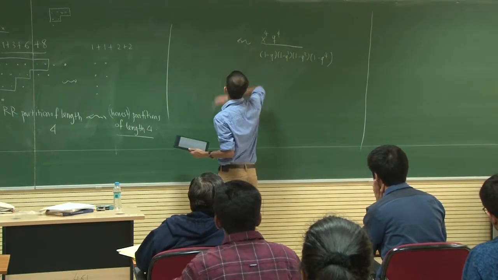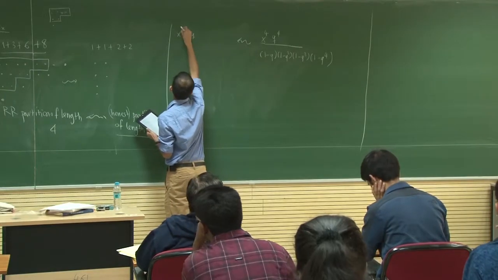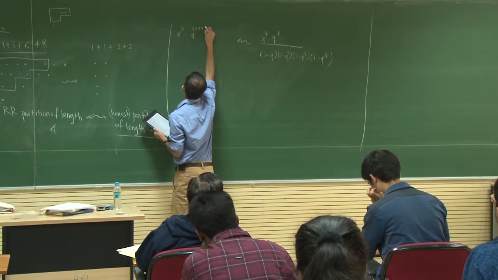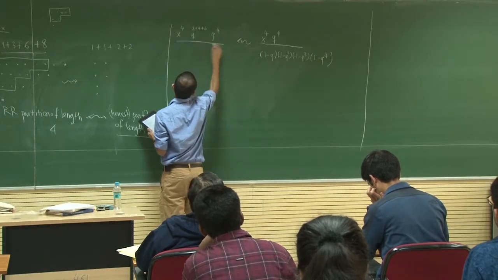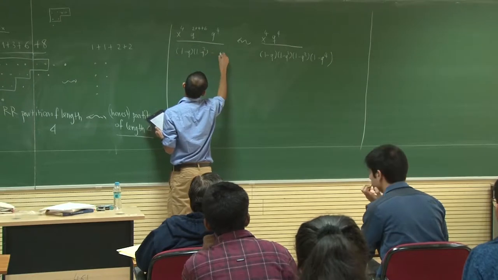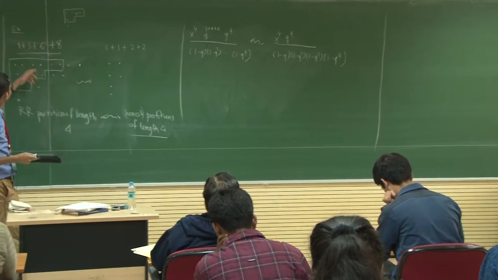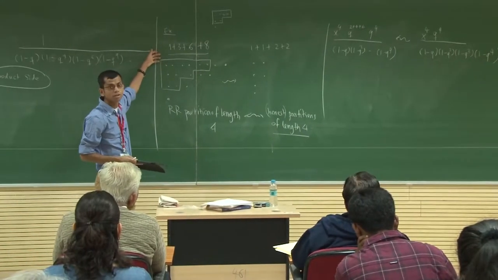And now let's put back the staircase. So what do I add? 2 plus 4 plus 6. And this is the generating function for Rogers-Ramanujan partitions of length 4.